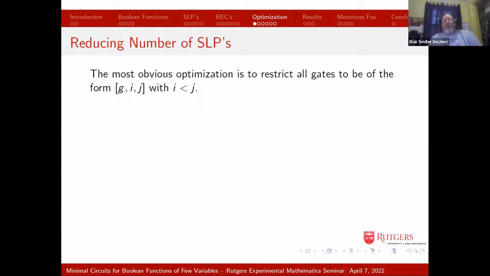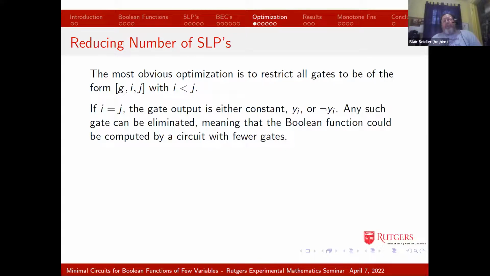So the first thing is that there's no restriction in the syntax of my gates that forces I to be less than J, but it seems pretty clear that I can always have I less than J. If the 2 inputs are the same, then this gate is going to output a constant or its input or the negation of its input, depending upon gate type. And if I have a gate that does that, I don't need it. So obviously I can use a circuit with fewer gates.